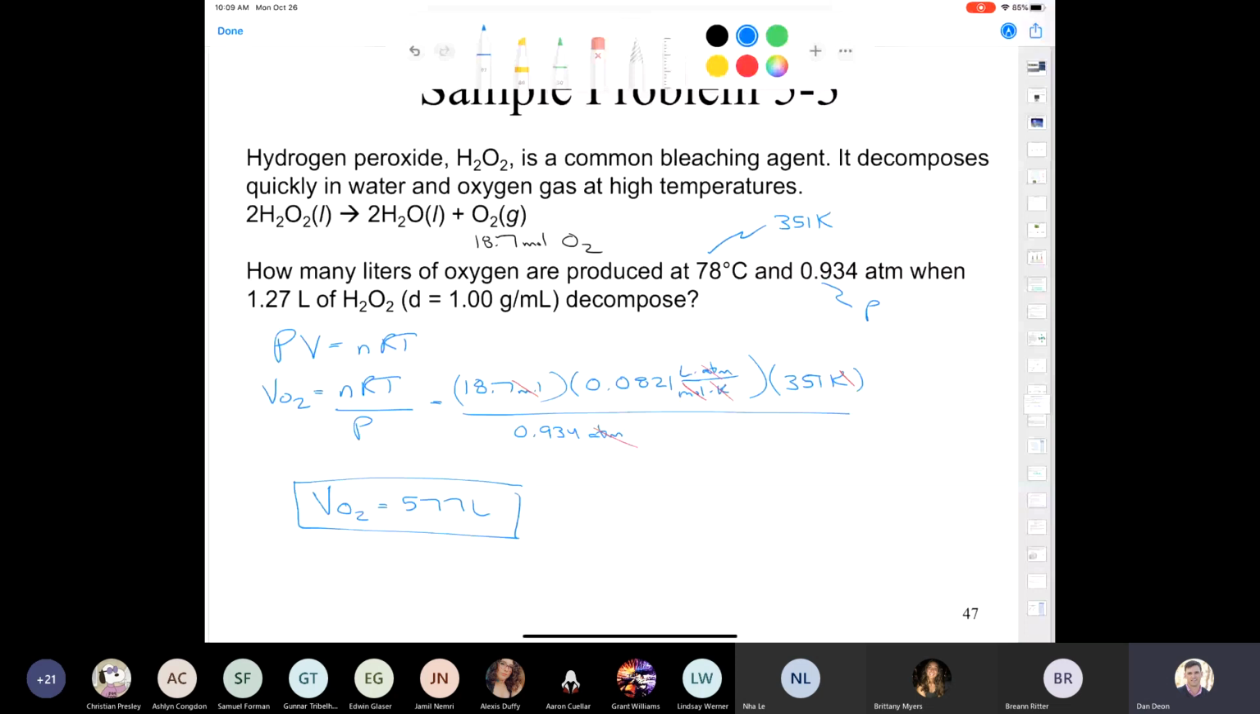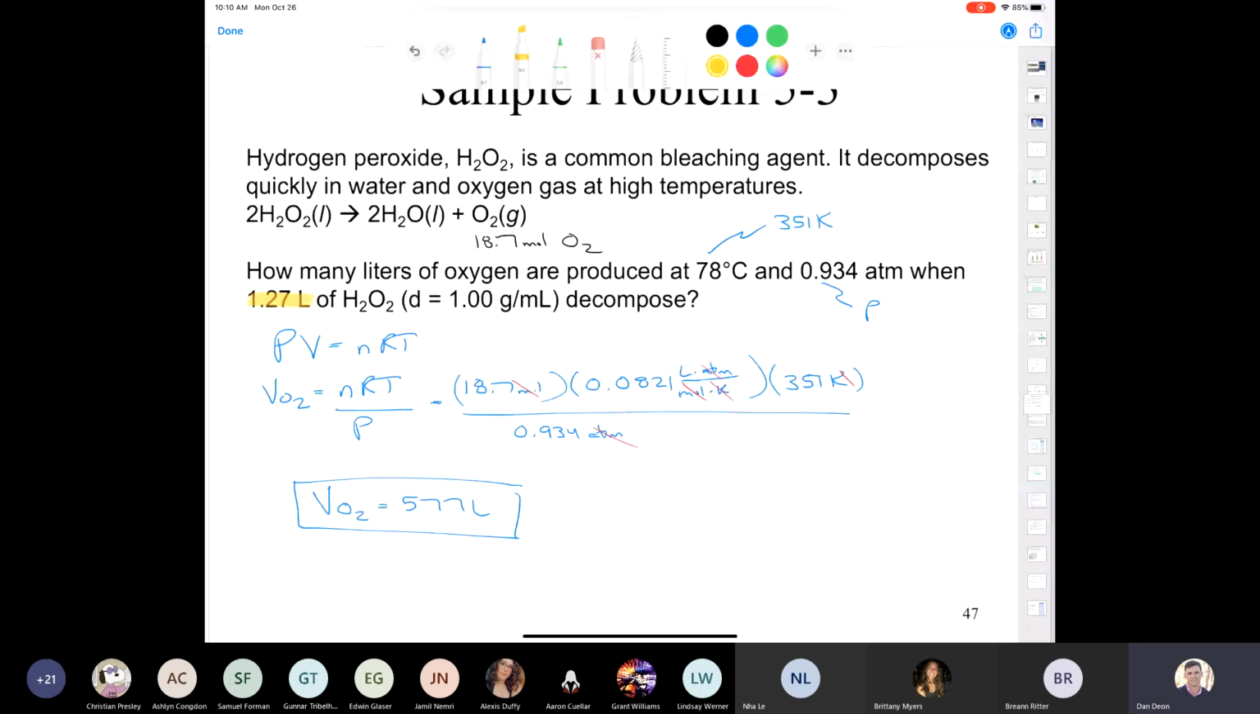Holy schlamolts. Is that a lot of volume for 1.27 liters? That's crazy. 577 liters. I mean, think there's what, 3.94 liters in a gallon? So if we take that, and I'm just doing a back of a napkin calculation here, that's almost 150 gallons of gas that you generate from 1.27 liters. That's what, a third of a gallon. You take a third of a gallon of a liquid and you end up with almost 150 gallons of gas.